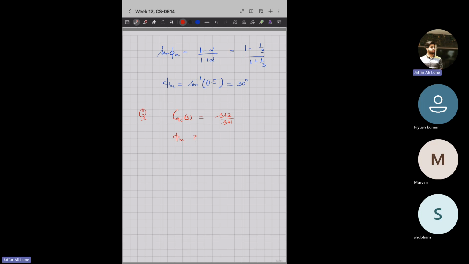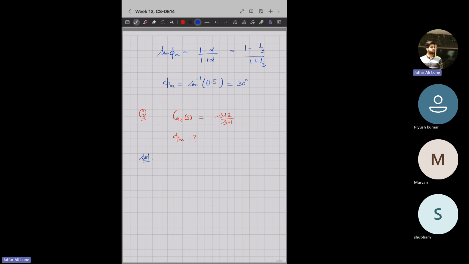Tell me, okay, I'll not solve it. You will tell me what the answer is. So find phi m, but before that, tell me which compensator it would be by looking at the poles and zeros. Lead compensator.